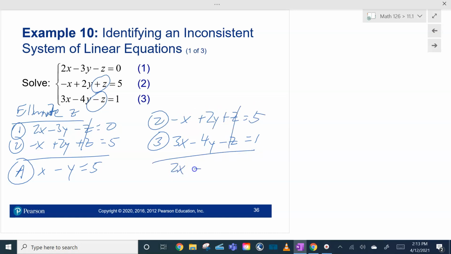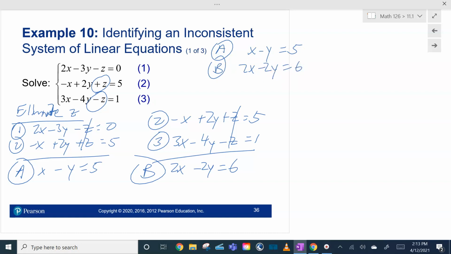So I have 2x minus 2y equals 6. I'm going to call that equation B. So now I'm working with A and B. I have two equations, two unknowns here. X minus y equals 5 and 2x minus 2y equals 6. Let's go ahead and get rid of the x's. Here, let me write it up here. A is x minus y equals 5. B is 2x minus 2y equals 6.